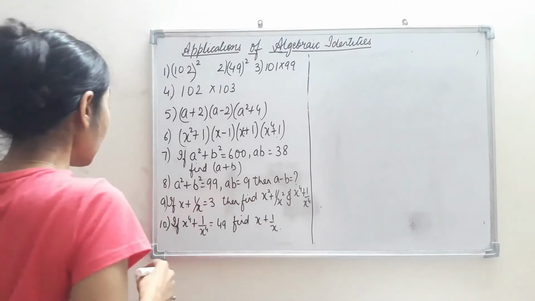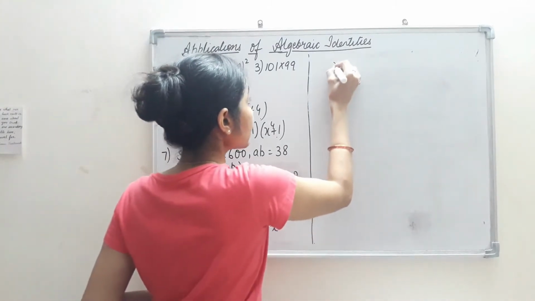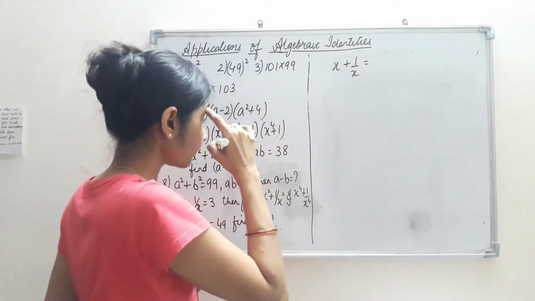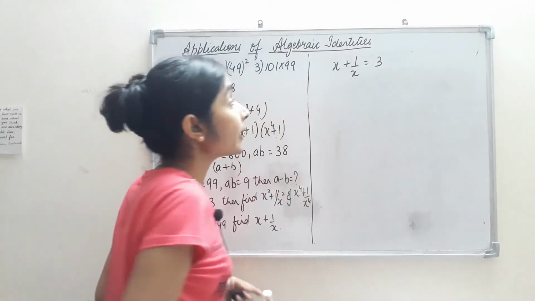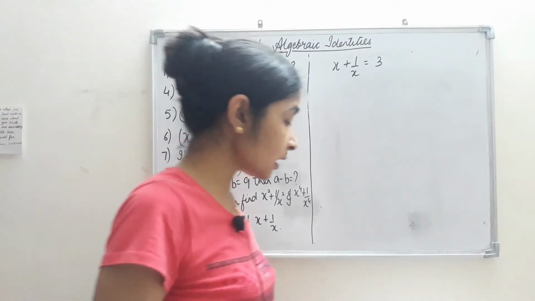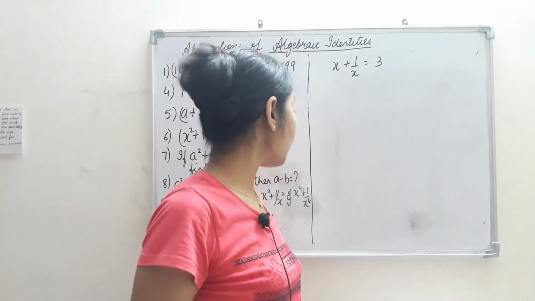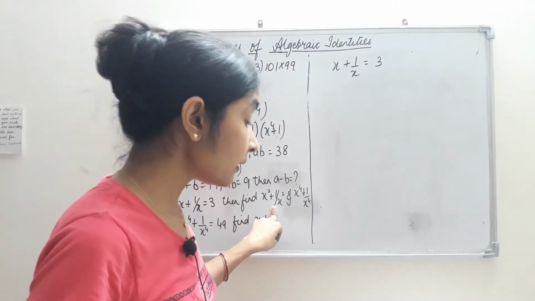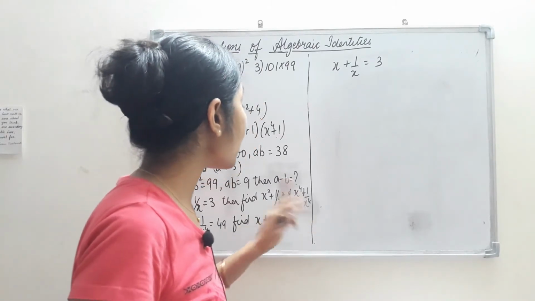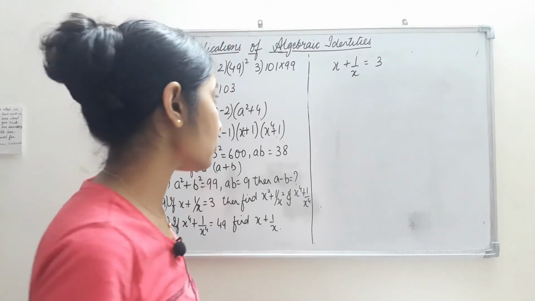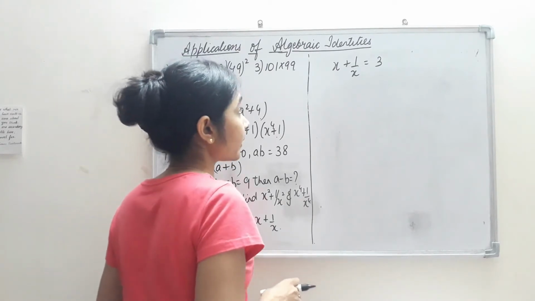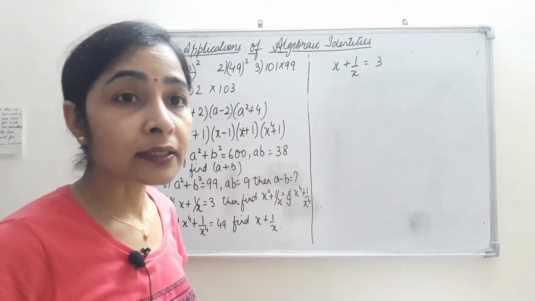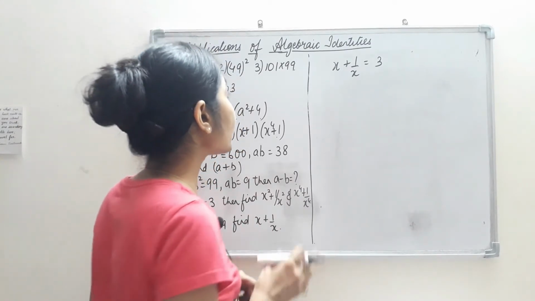Here we are given x plus 1 upon x is equal to 3. We are supposed to find out the value of x square plus 1 upon x square and the value of x raised to the power 4 plus 1 upon x raised to the power 4. Now how will we find that? To do that, we will square on both the sides.